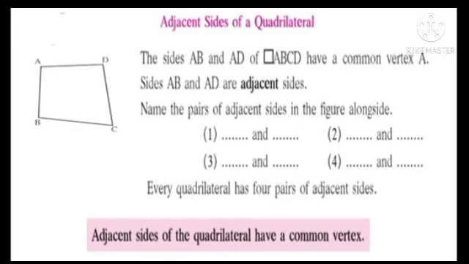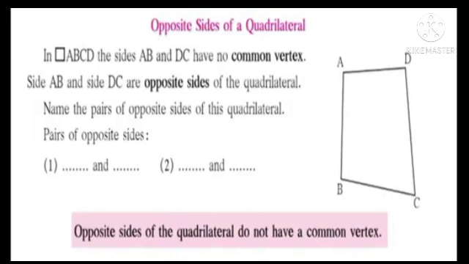Let's learn about opposite sides of a quadrilateral. In quadrilateral ABCD, the sides AB, you can see AB, and side DC have no common vertex. So side AB and side DC are opposite sides of the quadrilateral. Name the pairs of the opposite sides of this quadrilateral.